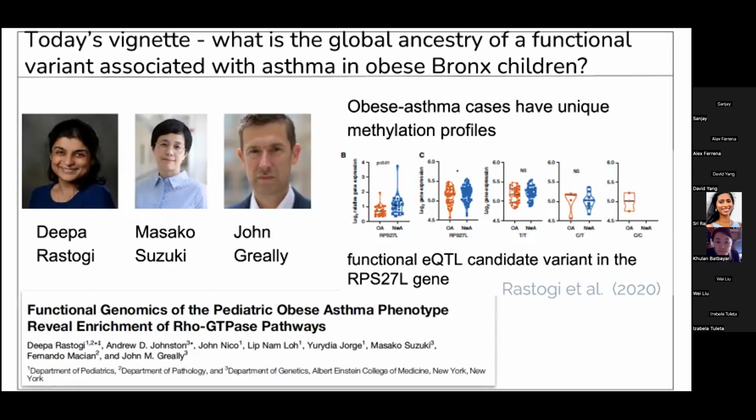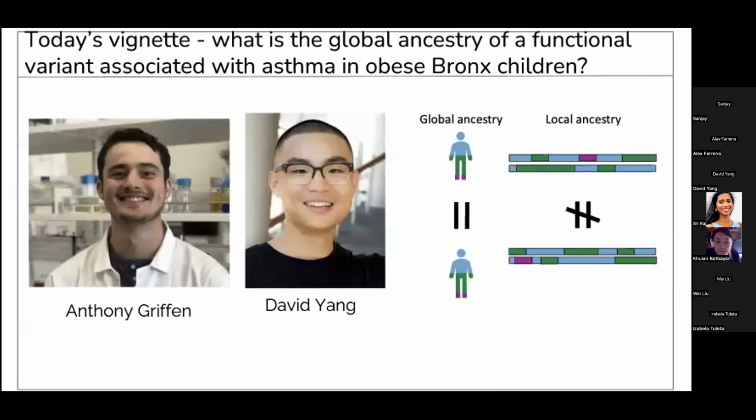And so the question really was, what is the global ancestry of a functional variant that Deepa Rastogi, in collaboration with Masako Suzuki and John Greally, identified to be associated with asthma in obese Bronx children? Basically, Deepa made a really big finding that obesity-associated childhood asthma is a different pathway from asthma in children who are not obese. And this was one of the variants that mediated it. But of course, she had a Bronx children population. Nobody knows what their ancestry is. And so we wanted to ask what the local ancestry was of those genetic variants.